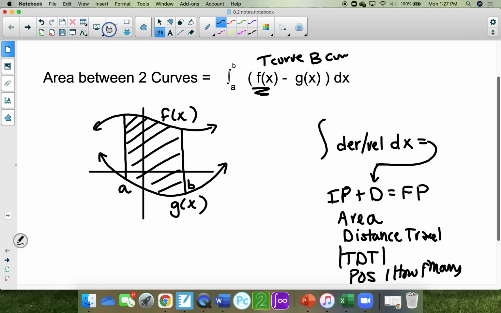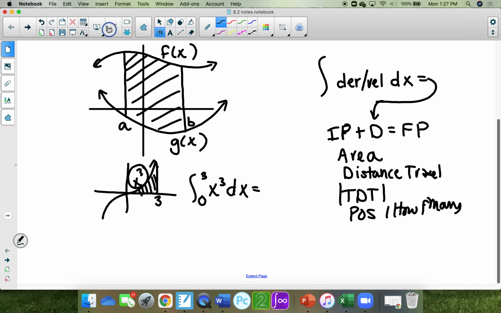And you are doing this already. Like this one right here, and I drew a line down. Let's say we integrated from 0 to 3, and this curve looks like x to the third. The top curve is that x to the third, and the bottom curve could have been x equals 0. So you've been doing this: 0 to 3, the top curve is x to the third minus the bottom curve, which is 0, dx. You had a top curve and a bottom curve, but the bottom curve was always the x-axis before, and the x-axis is equal to 0. So you've been doing this, you just didn't know you were doing this.